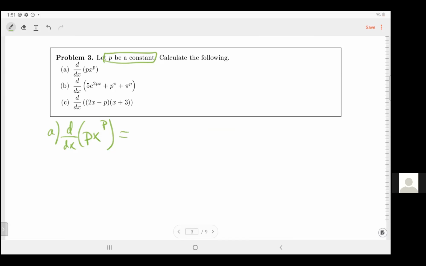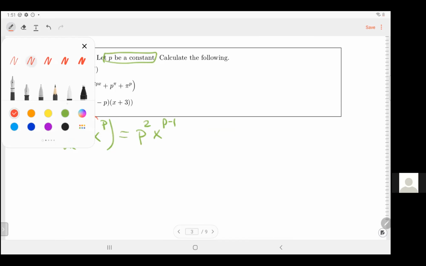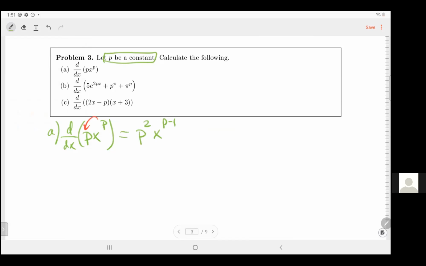P squared times x to the p minus 1. Cool. So p squared, and then the power becomes p minus 1. Right. So it's the same story as before. You bring the power down, so it multiplies the coefficient there, and then you subtract 1 from it. People just get confused sometimes when it's letters floating around instead of numbers. But that is correct. Okay, so that's a warm up.